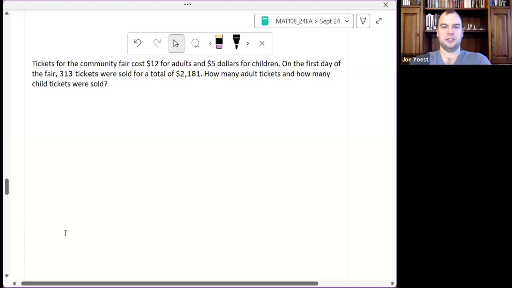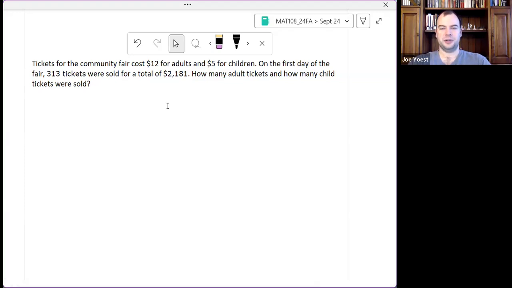Okay, let's look at this application then. Tickets for the community fair cost $12 for adults and $5 for children. Don't know why I said dollars there effectively twice. On the first day of the fair, 313 tickets were sold for a total of $2,181. How many adult tickets and how many child tickets were sold?